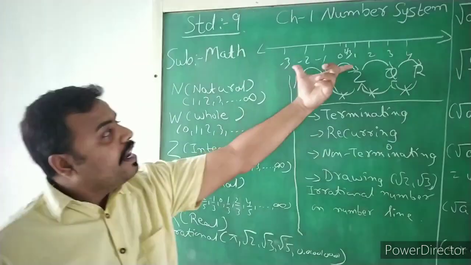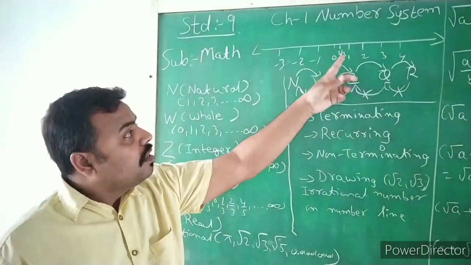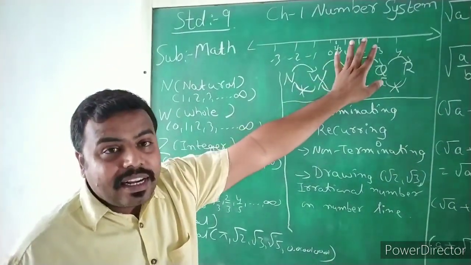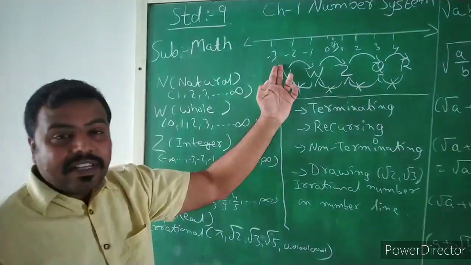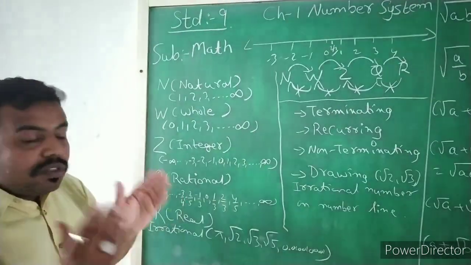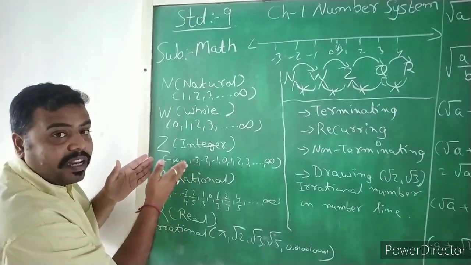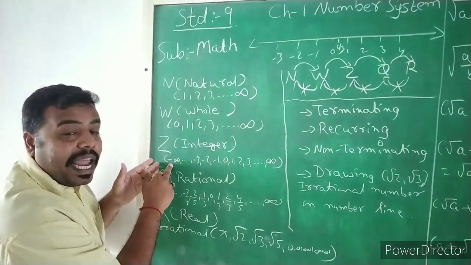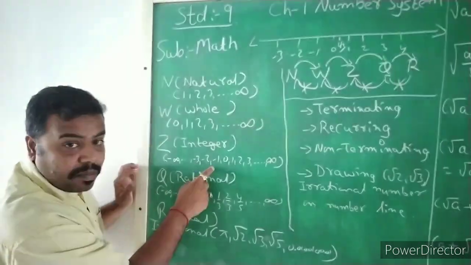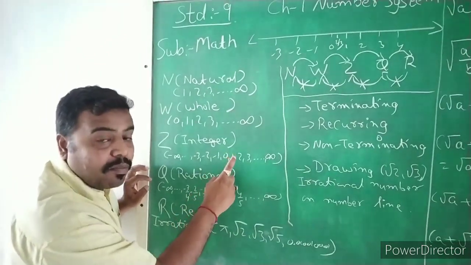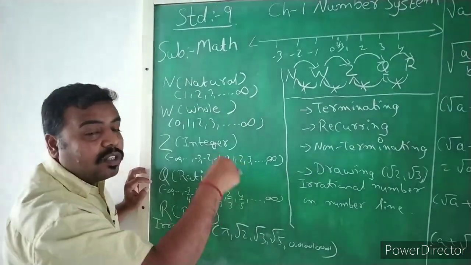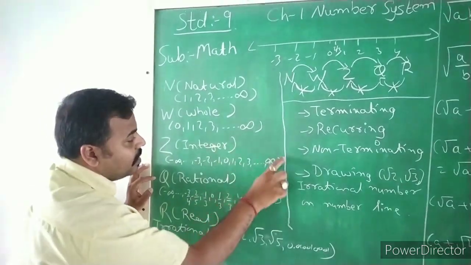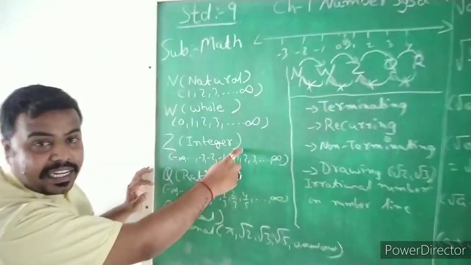Now next is integers. As you can see in this number system, in the center it is 0, on the right hand side are positive numbers, on the left hand side negative numbers. So this is called integers. It means on the left hand side, starting from negative infinity, negative numbers, then 0, then positive numbers starting from 1 up to infinity. All these numbers are considered as integers.